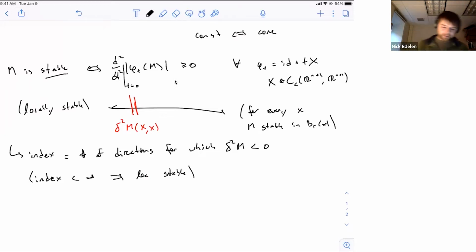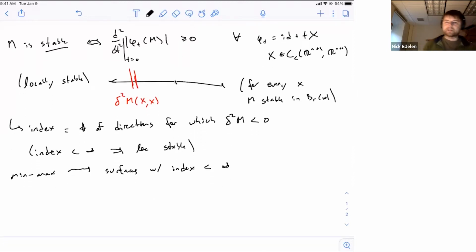Right, so I mentioned before, all these surfaces are very interesting because certainly if you do a minimization procedure, you're going to get a stable surface. If you do a min-max procedure, you're going to get surfaces with bounded index. So most of the surfaces you're going to encounter through any sort of variational construction are going to have finite index.